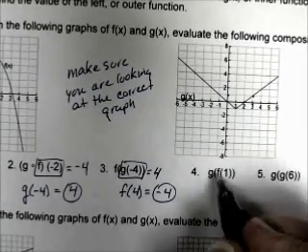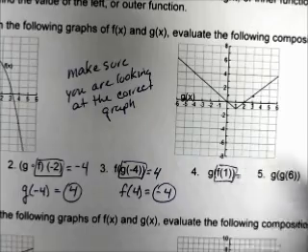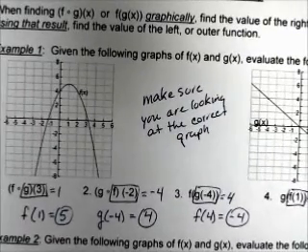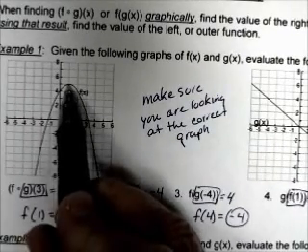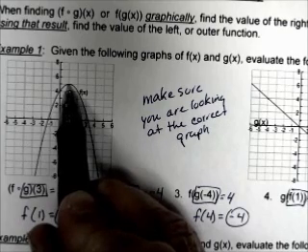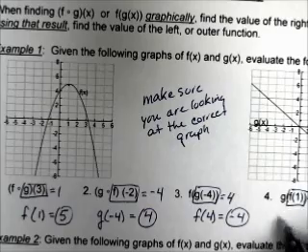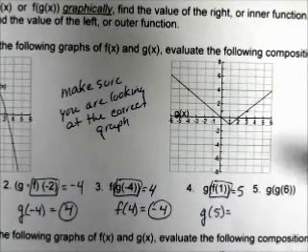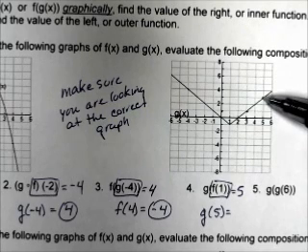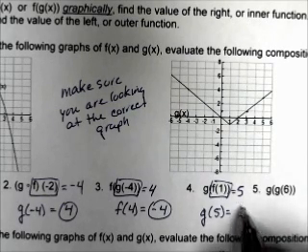G of f of 1. F of 1 is evaluated first. Make sure you're looking at the f of x graph. F of 1, we're up here. At this point, y value 5. Then g of 5. G of 5, here we are. Y value 3.